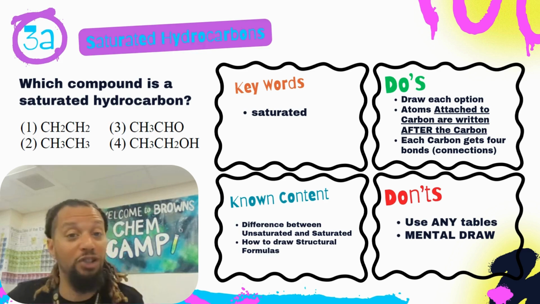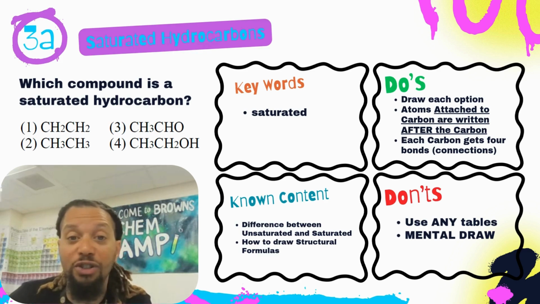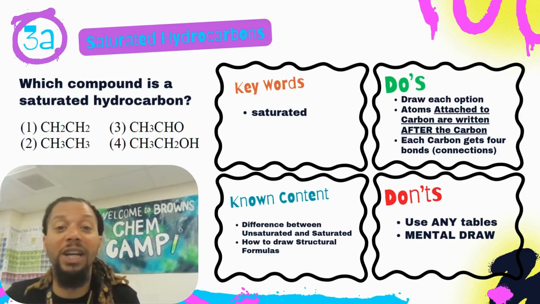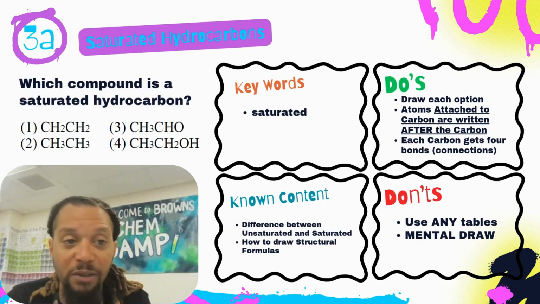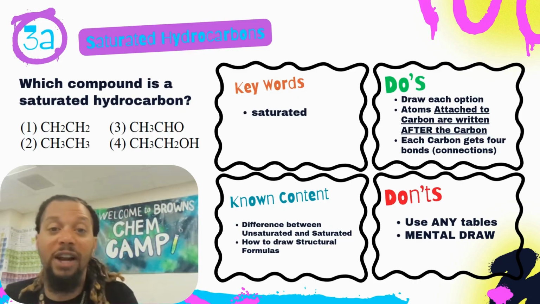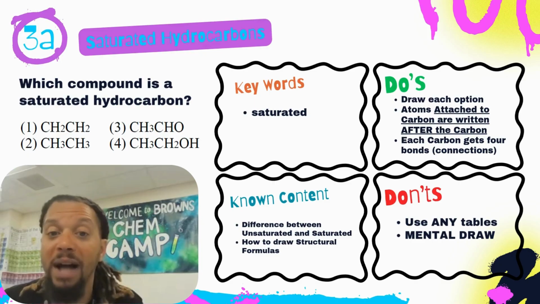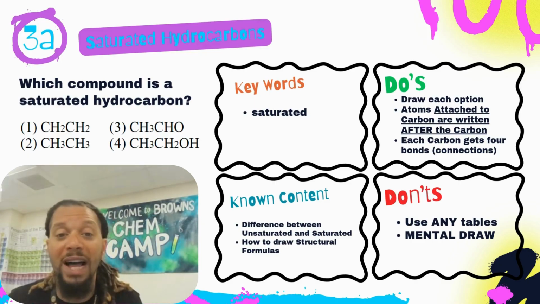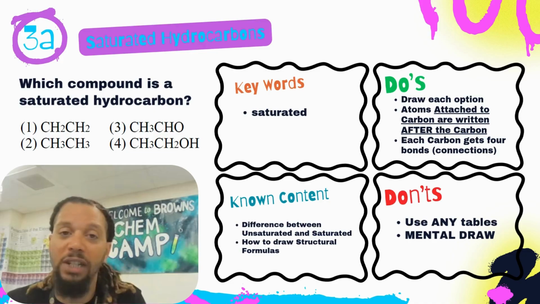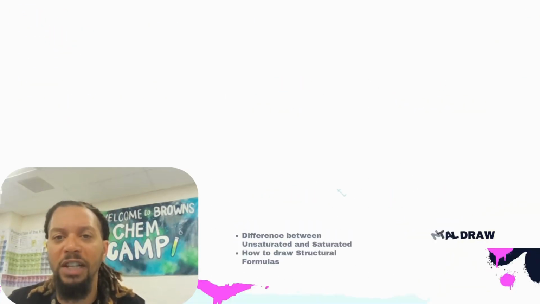So what we're gonna do, we're gonna draw each option and we're gonna make sure that the atoms attached to the carbons are written, the ones that are written after the carbon, right? So all the elements written after the carbon are the ones that are attached to that carbon. Each carbon has to get 4 bonds. That's what we need to make sure we do. And the bonds are our connections, our lines. We're not going to use any tables and we're not going to mentally draw, we're going to put this on paper so that we can see it.